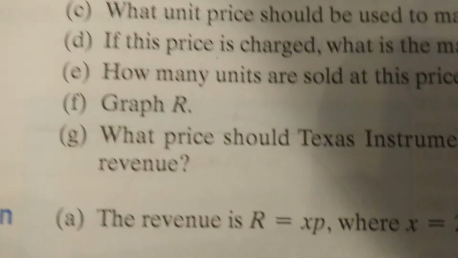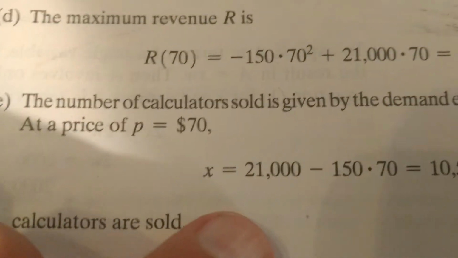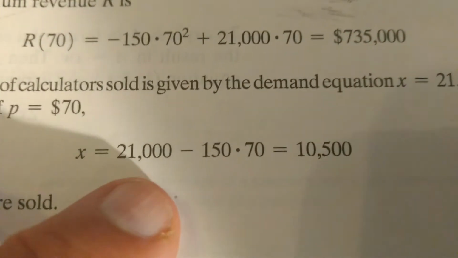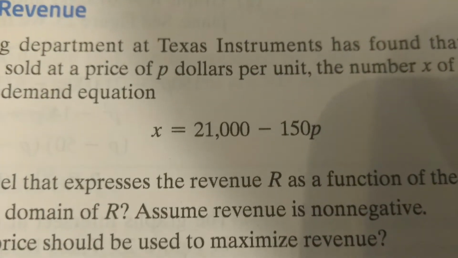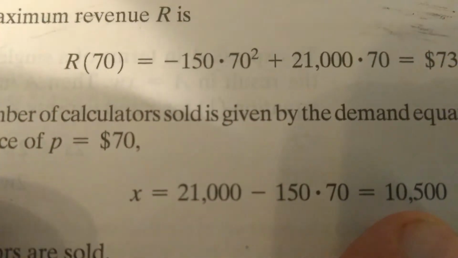If we come up here, letter E says how many units are sold at this price. Well, what we do is put the 70 back into the formula for X. Now remember, X, this is the formula for how many units are sold. X is how many units are sold. All we do is stick the 70 back in there. We find out 10,500 units are sold.